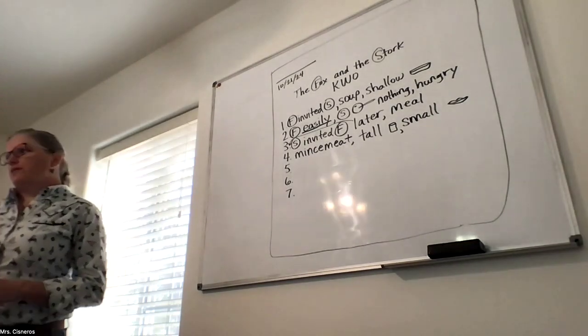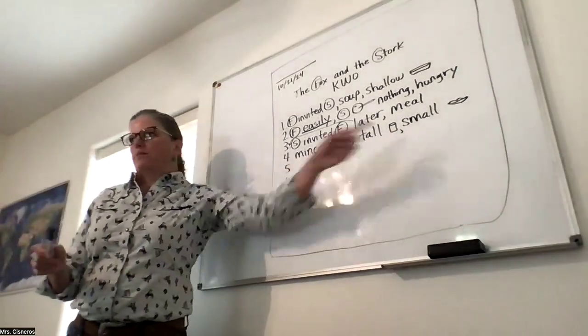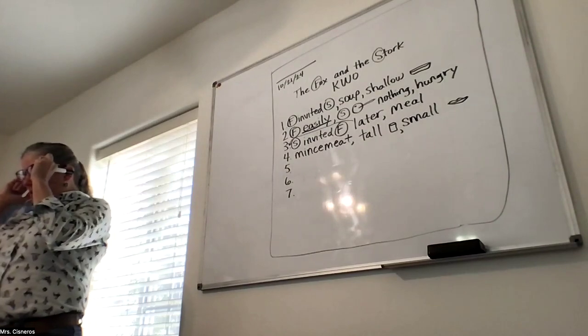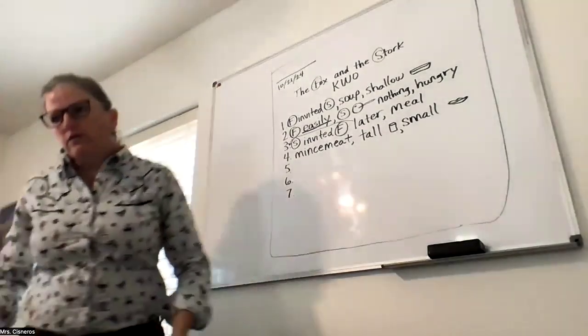Make sure you circle those words, Weston, too. Mincemeat, tall and small. That's what we used there. Make sure you circle those too. You got it on yours?